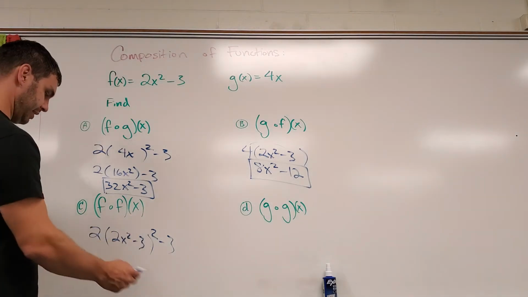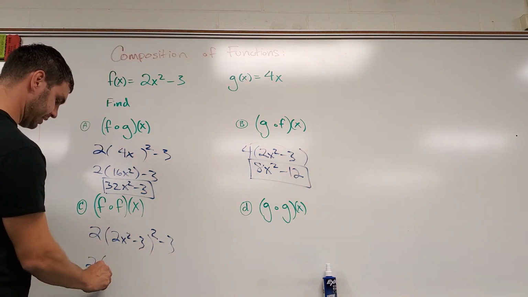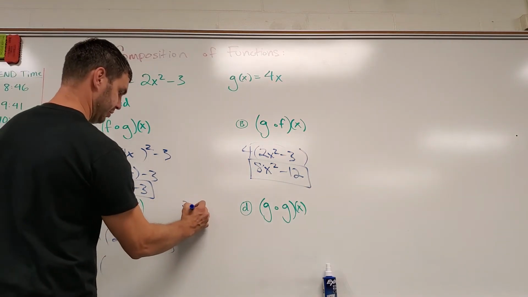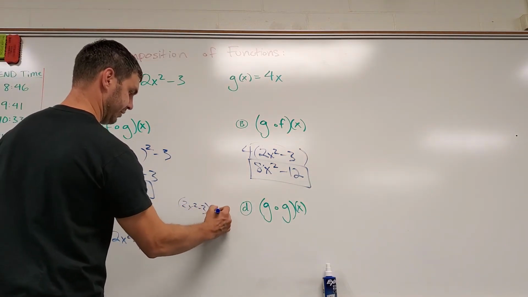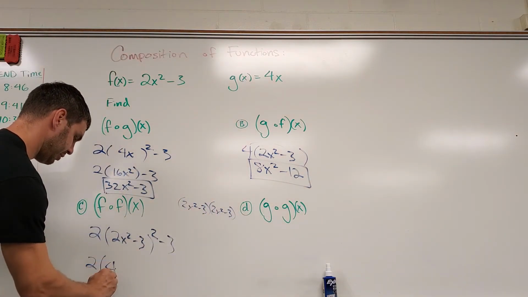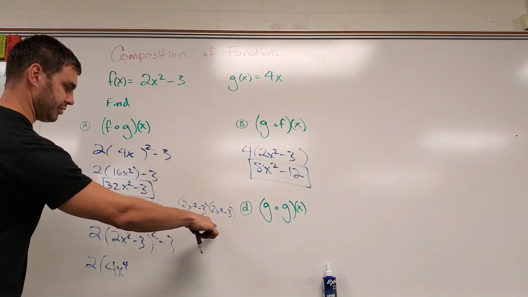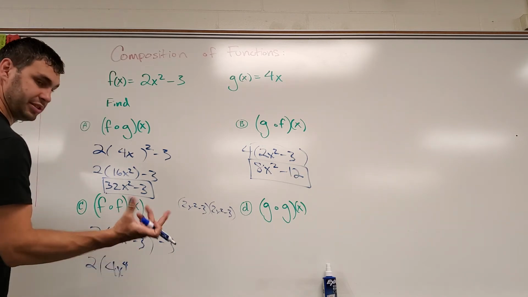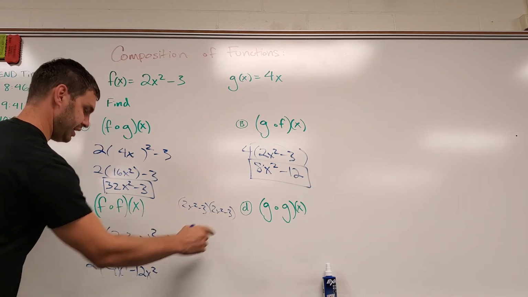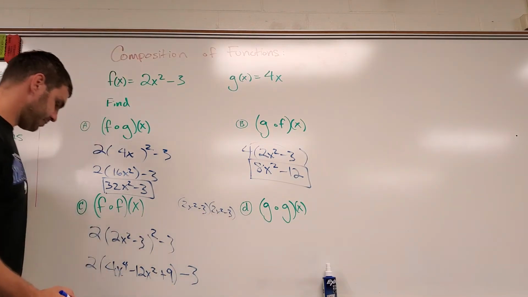So this time I have to square this. My 2 is still out front, times, and if I were to FOIL that, remember what this is really saying is 2x squared minus 3 times itself. So we have 4x to the 4th, and then 2x squared times negative 3 is negative 6x squared, negative 6x squared again. Those two together is negative 12x squared. And negative 3 times negative 3 is a positive 9. And my minus 3 on the outside.